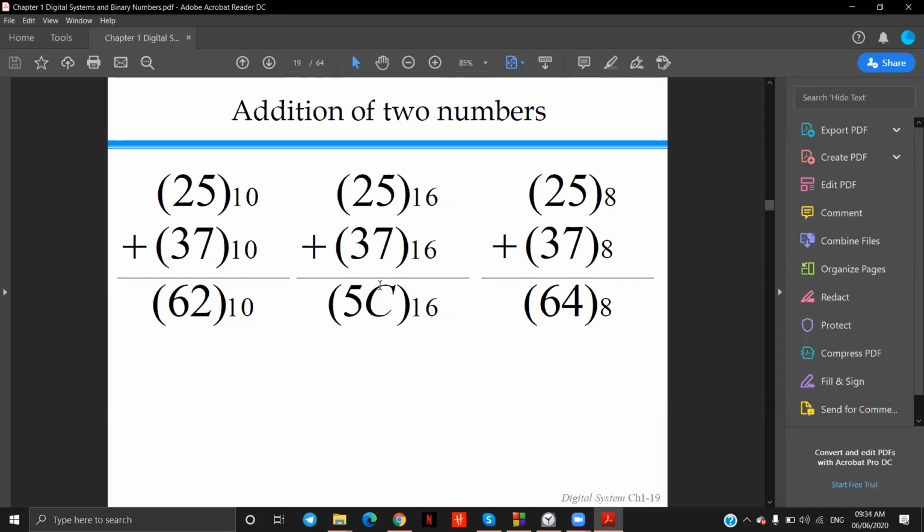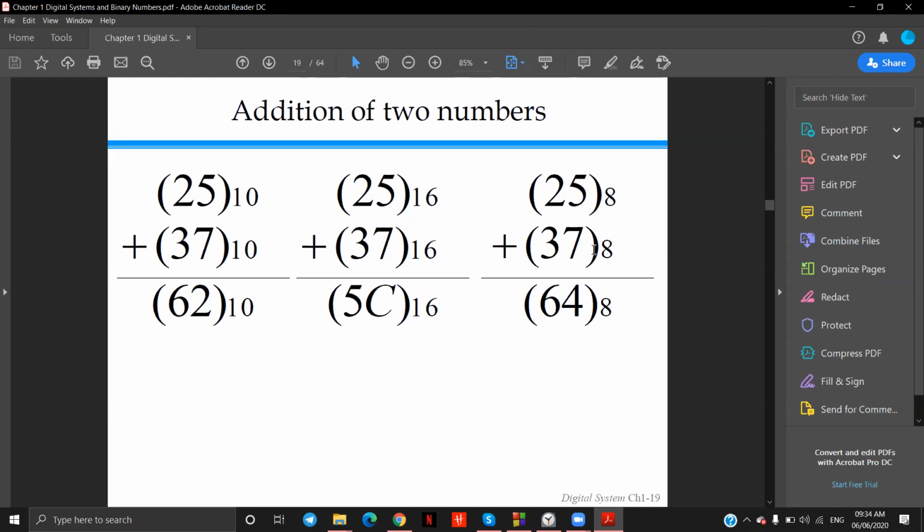There is no carry, and then 3 plus 2 is 5. If you divide 5 by 16, you will get 5 as the remainder. So there is a digit 5 in the hexadecimal number system. Just put down this 5 here. So if you add 25 and 37 as hexadecimal numbers, you will get 5C in the hexadecimal number system.